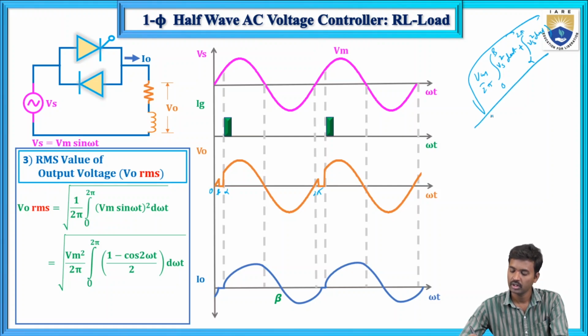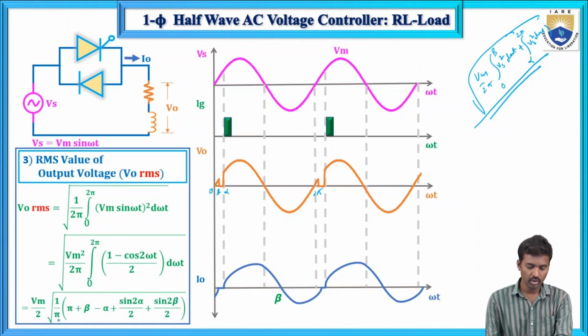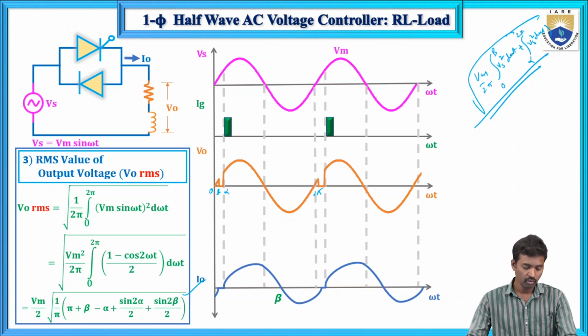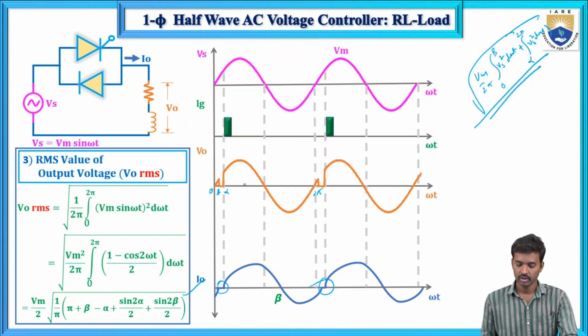So this is the case. Now here Vs equals Vm sin omega t. So now your final conclusion is Vm by 2 under root 1 by pi, pi plus beta minus alpha plus sin 2 alpha by 2 plus sin beta by 2. Now here these are the output current waveform. Here you will not get any current during this period from beta to alpha.